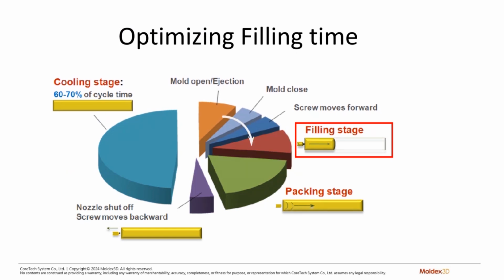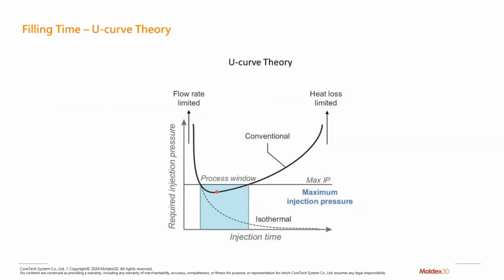So how do we go about optimizing filling time? Let's look at the traditional way of using the U-curve theory, where you start with a very low injection time and you see that your required injection pressure to fill the part is on the higher side. Then as the injection time is increased, the injection pressure requirement keeps lowering until it reaches a lower plateau, and then after that it starts increasing.